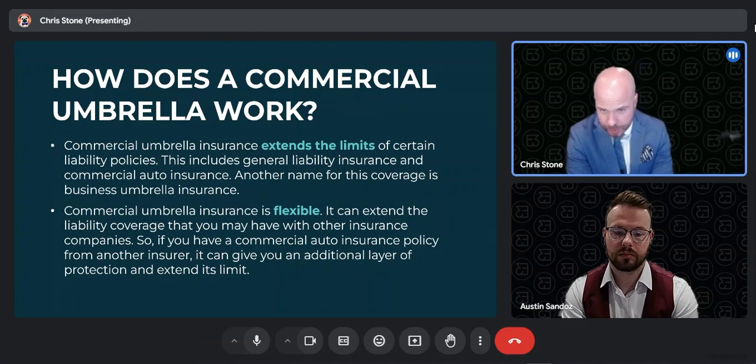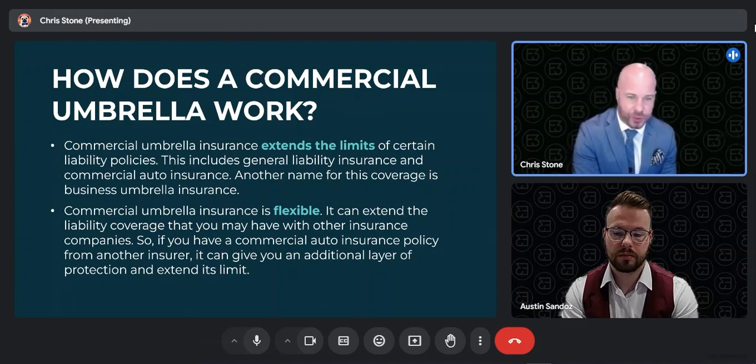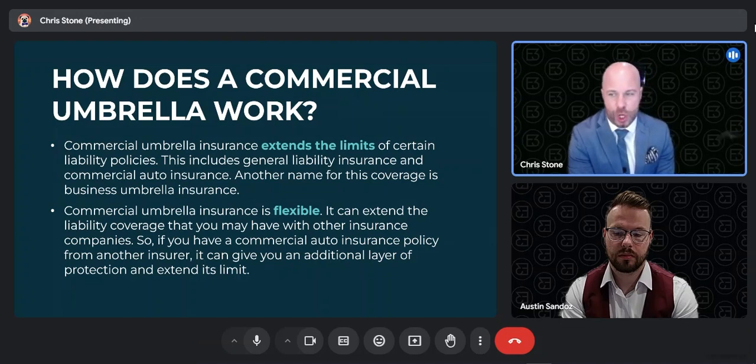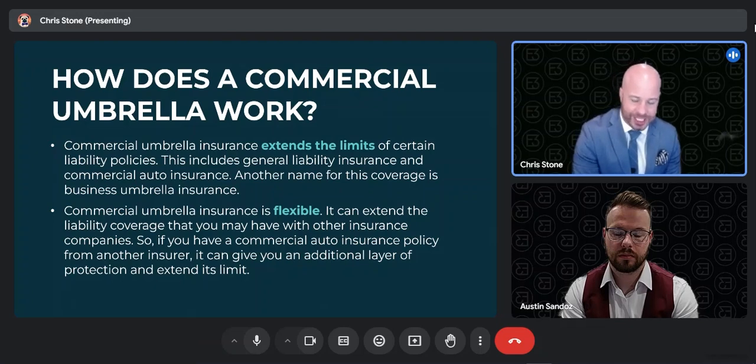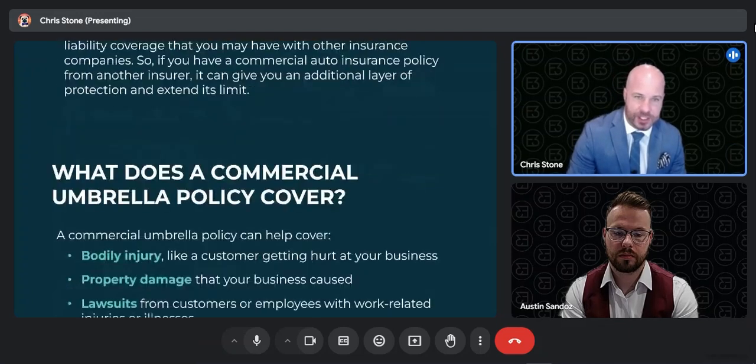So commercial umbrella insurance is flexible. It can extend the liability coverage that you may have with other insurance companies. So if you have a commercial auto insurance policy from another insurer, it could give you an additional layer of protection and extend its limits.